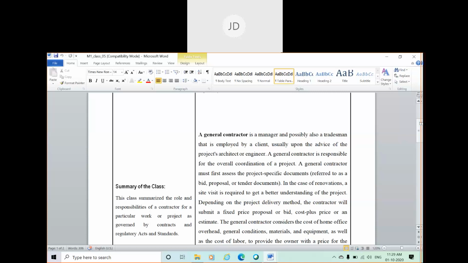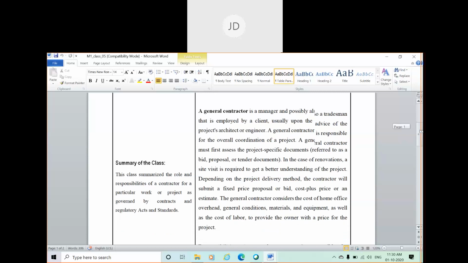Depending on the project delivery method, the contractor will submit a fixed price proposal or bid, cost-plus prices, or an estimate. That means a contractor will propose an estimate of how much cost is needed for the particular job he is hired for by a client. Before estimating the cost, he should visit the site and go through every detail of the construction that is going to be proposed on the particular land. It's his responsibility. A contractor must give an overall rough or almost accurate estimation of a particular work.